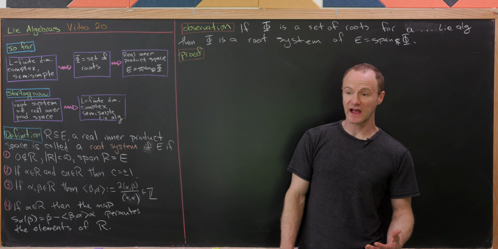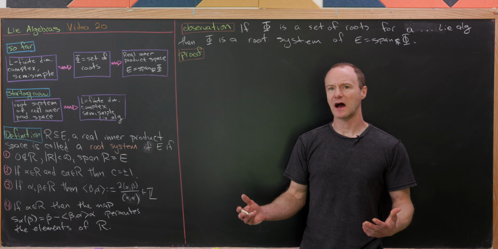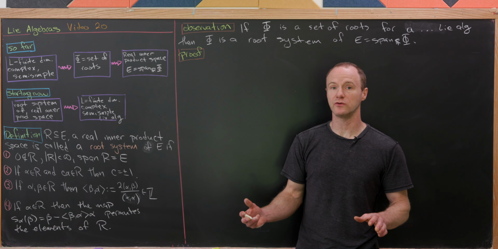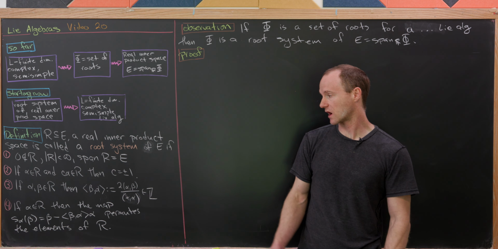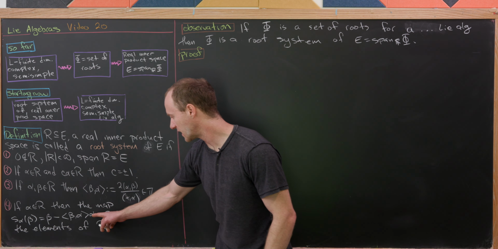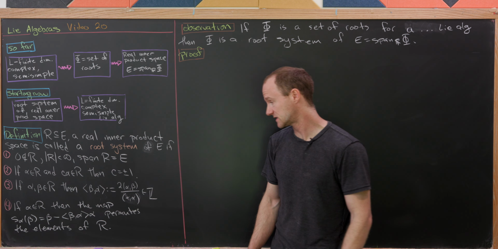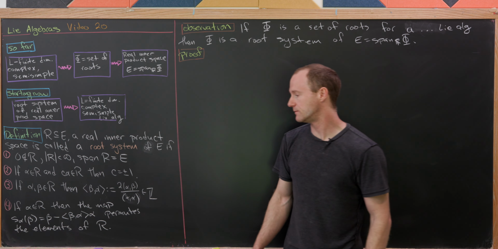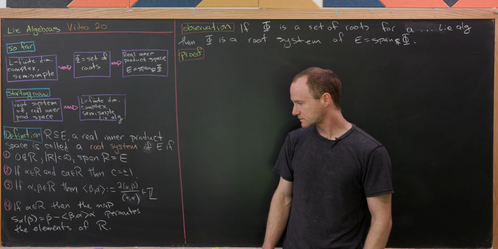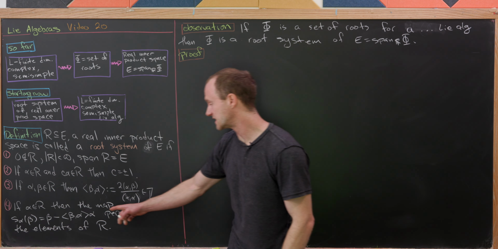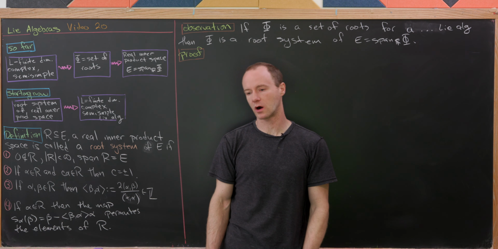And then finally, if alpha is in R, we can define this map, which is the reflection of the inner product space through the hyperplane that is normal or orthogonal to alpha. Algebraically, it's defined as follows: it sends beta to beta minus the angle bracket beta alpha times alpha. And the important thing is that this map is a permutation of the elements of R.